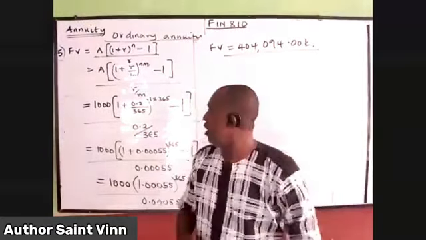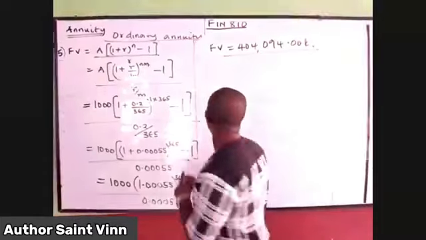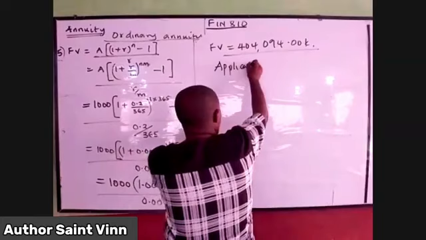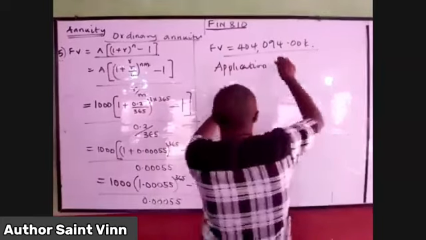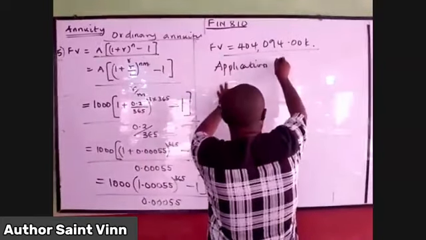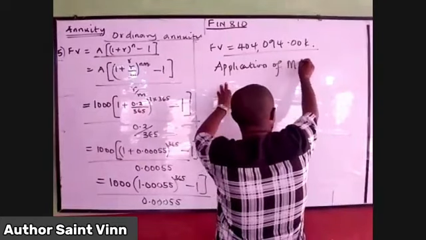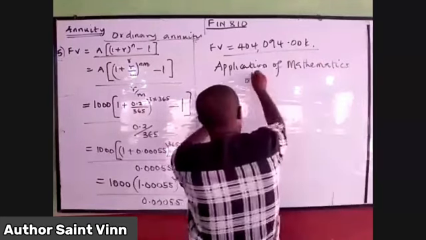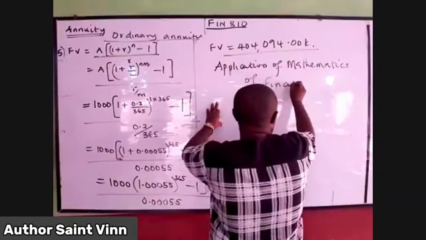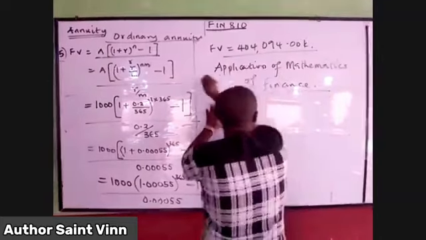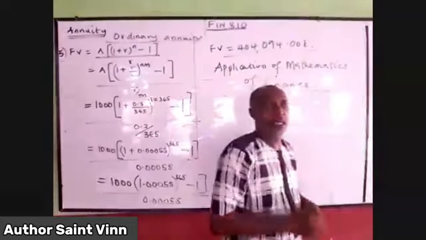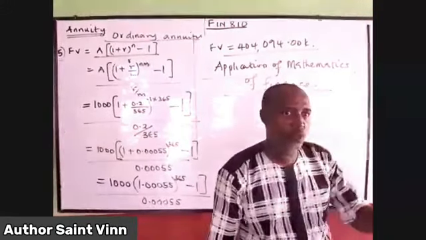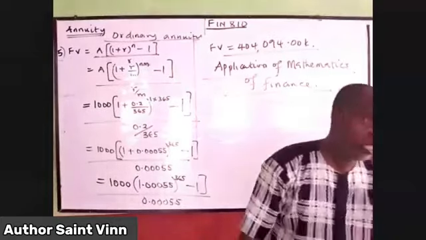Now we have finished. The only thing we will start, which we may not finish today, the next one is what we call application. And that will be the last for this mathematics of finance. Application of mathematics of finance. You know, the topic started with mathematics of finance. And in that, we say there's future value, there's present value, there's growth rate, there's number of years. That was the first part.